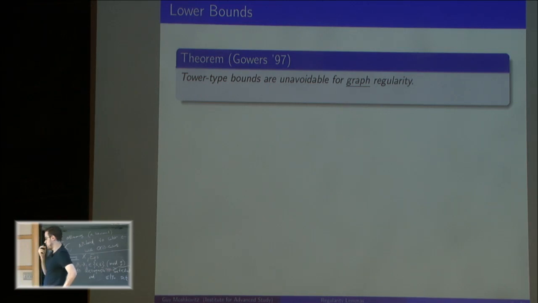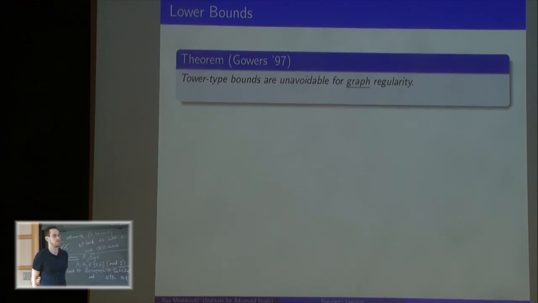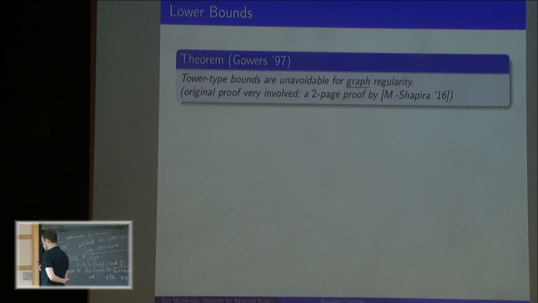And so let's talk about lower bounds now. For many years, people have been trying to improve Szemerédi's original bounds for the graph regularity lemma, and they all failed, and Tim Gowers in '97 in a famous result showed that there was a good reason they failed. You can't improve over the tower bound that you get from Szemerédi's original proof. Tim's proof was quite involved, and in the laudation for his Fields Medal, this proof was referred to as a tour de force, but actually there is an alternative two-page proof, which is still very clever, very nice, but it's readable.